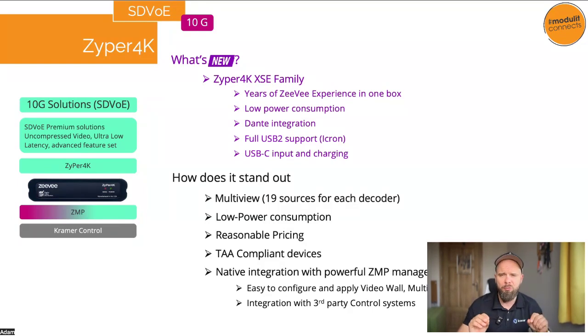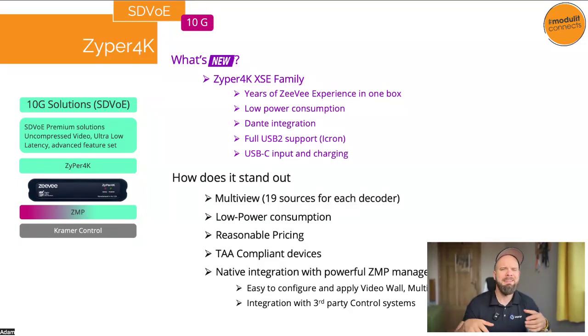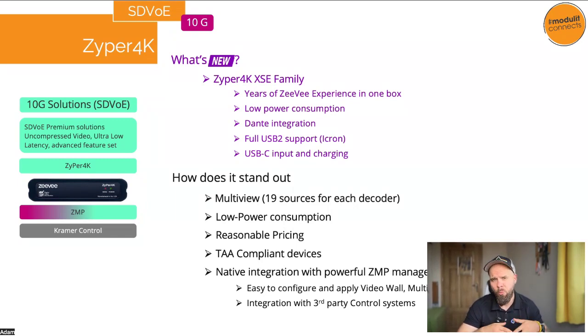So this is the best solution in environments, projects, scenarios where you actually need to have the best possible quality, no latency at all, and you don't care about budget. Why? Because those solutions are actually quite pricey. First, you need to build a 10 gigabit network infrastructure, which is more expensive in comparison to 1 gigabit. The encoders and decoders themselves are also more expensive if you compare them to, I don't know, KDS17, for example.